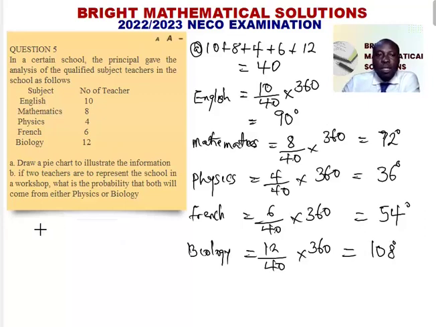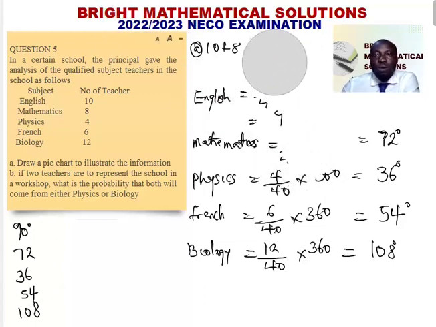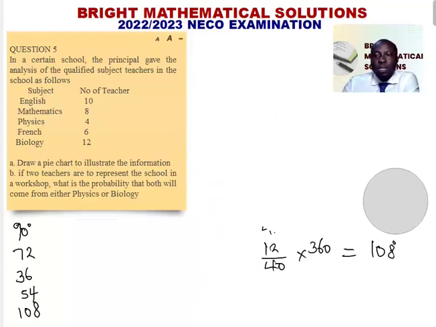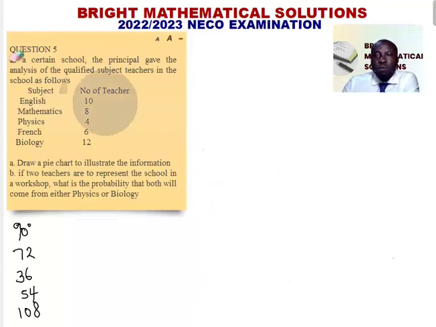Now let me write this somewhere so that we can have it on the board for the pie chart. So we have 90, we have 72, we have 36, we have 54, and we have 108. So let me rub this off. So we can now go into our pie chart and construct it. You must be very careful when constructing the pie chart.